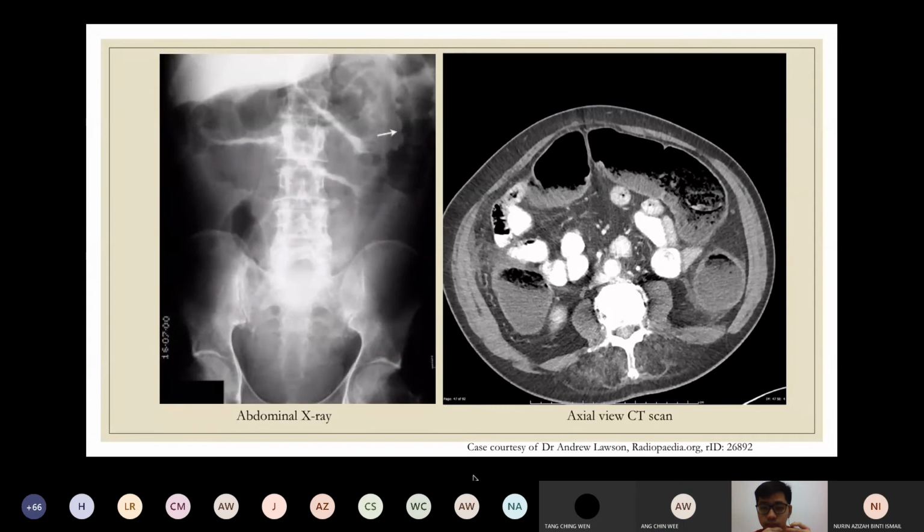Okay, so next, we just look at the X-ray. This is the abdominal X-ray, and this is the axial CT view. I didn't take this from the patient, this is from the internet, but it's pointing towards the diagnosis. The diagnosis, by the way, is actually ischemic colitis, something similar to mesenteric ischemia.